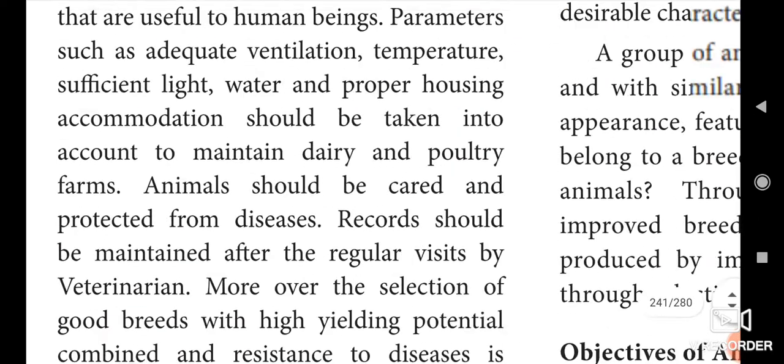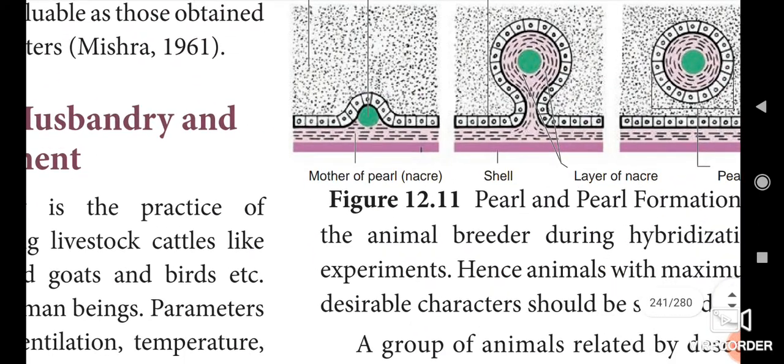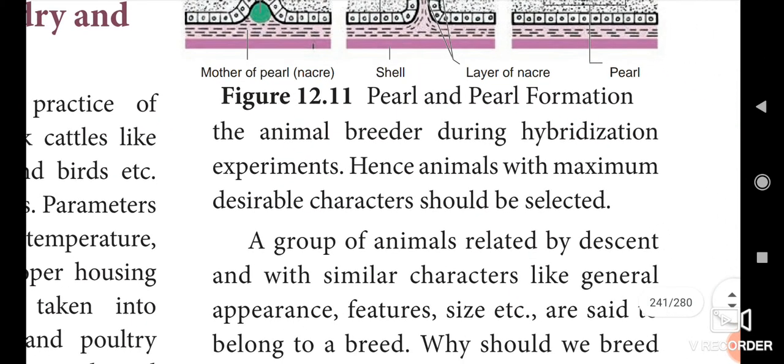Complex issues are faced by the animal breeder during hybridization experiments. Hence, the animals with maximum desirable quality characters should be selected.